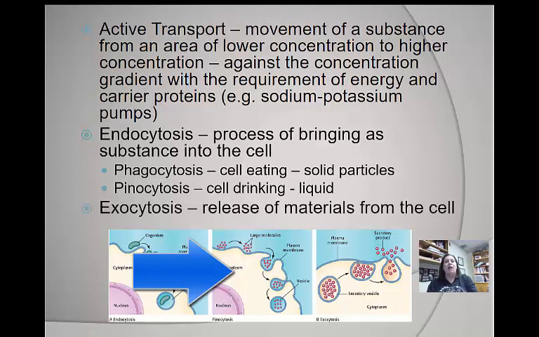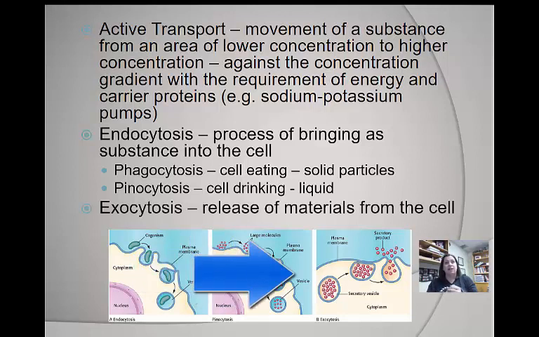Okay. Now, on the other hand, you have exocytosis. Exocytosis is the release of materials from the cell. So they're exiting, they're leaving. So exo means exit or leave, cytosis means cell. So they're leaving the cell, which you can see here in this picture.